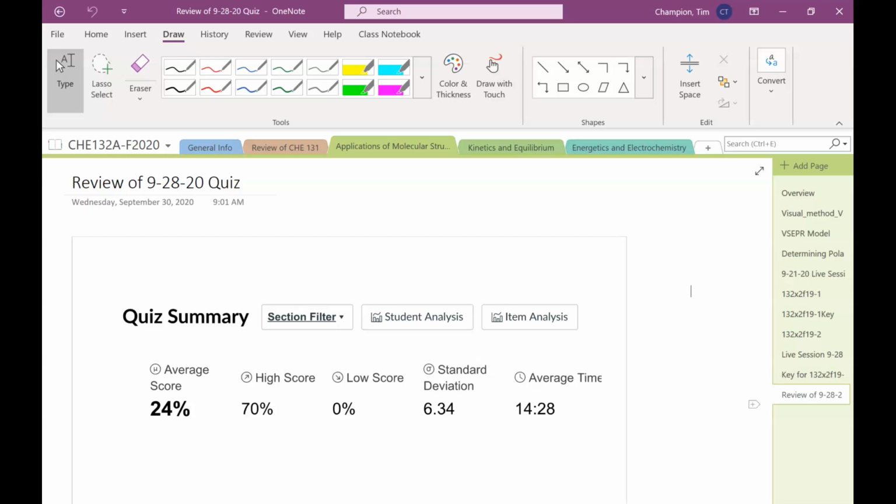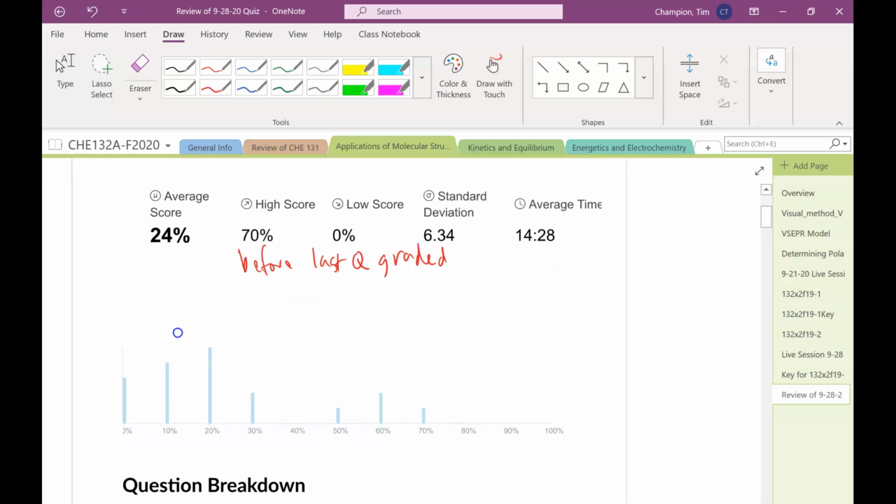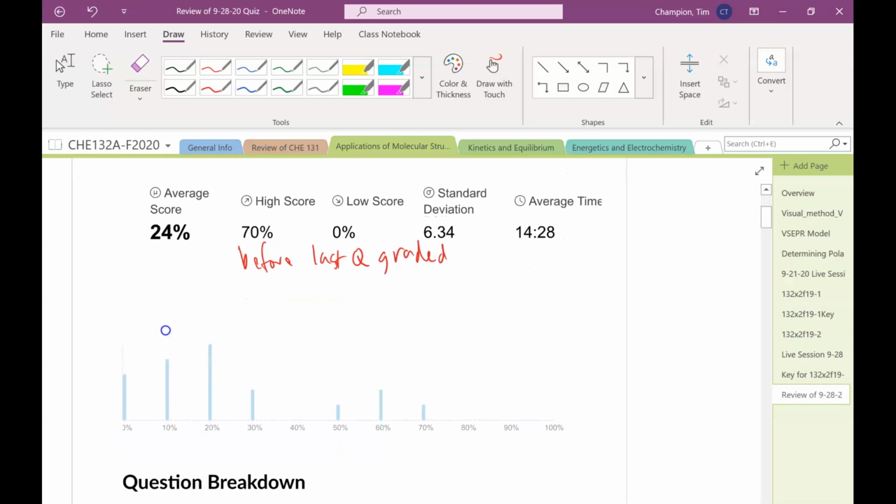Good morning, everyone. I want to go over the quiz that was originally due on September 28th at midnight. We pushed it back just a little bit. These quiz stats are before the last question was graded, so those just tell us a little bit about the quiz stats for 21 out of 30 of the points.